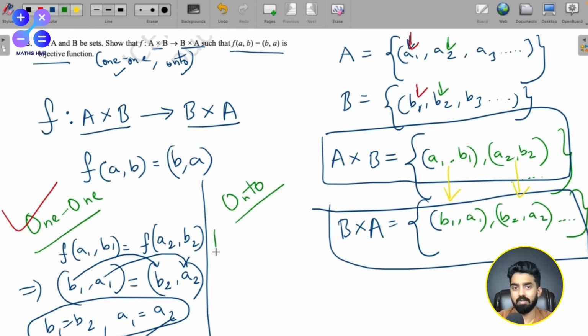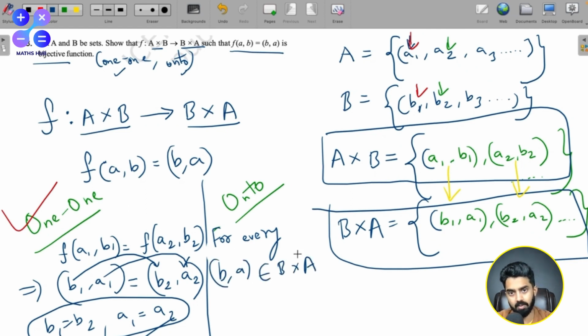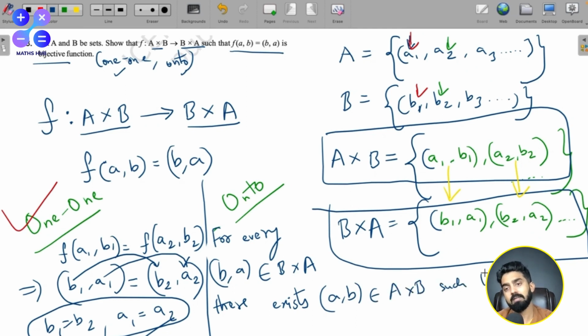And is it onto? Yes. So what's our usual drill for onto? We need to say for every y, usually, but in this case we'll say for every b comma a. For every b comma a that belongs to B cross A, which is the codomain. That's what we need to understand from this. That's why this question is a little more interesting, right? Because it's not just generic. For every b comma a that belongs to B cross A, there exists an a comma b that belongs to A cross B such that f of a comma b is equal to b comma a.